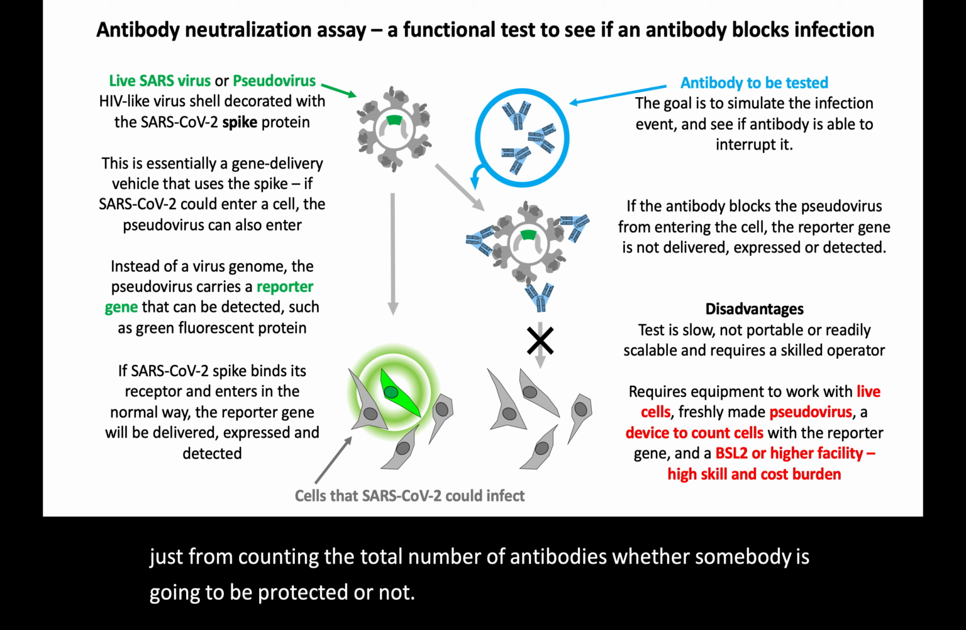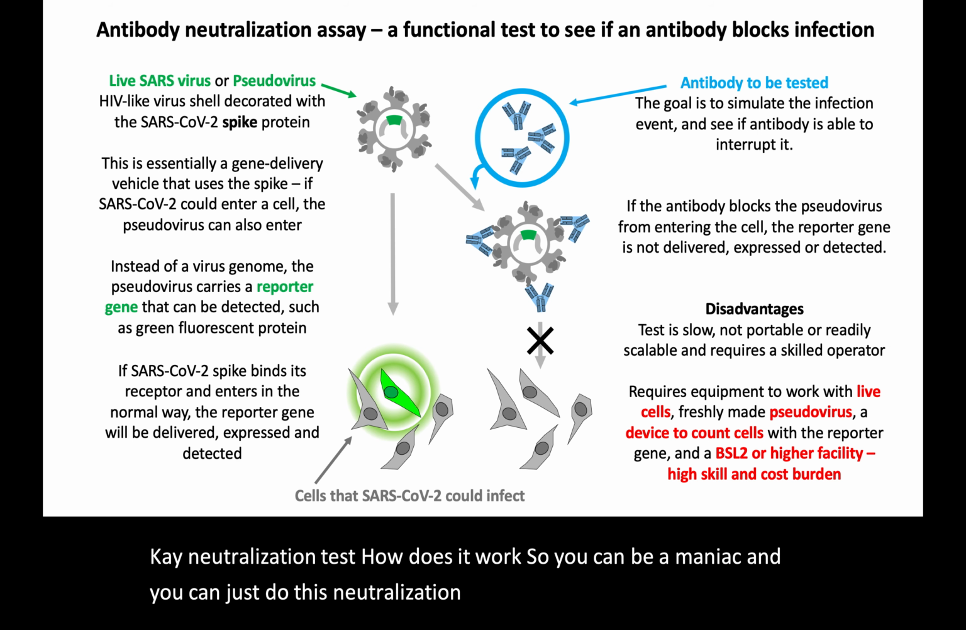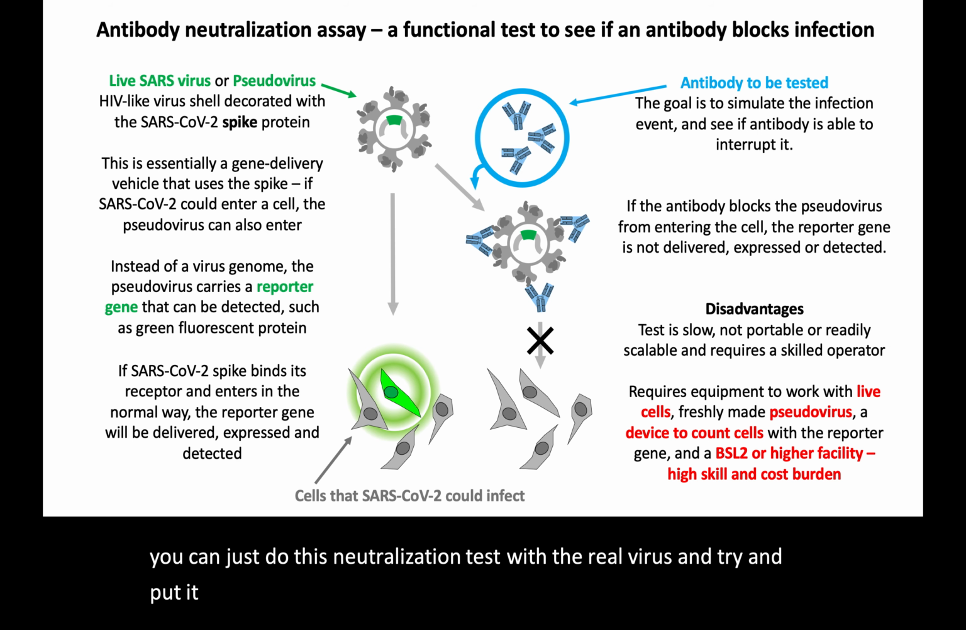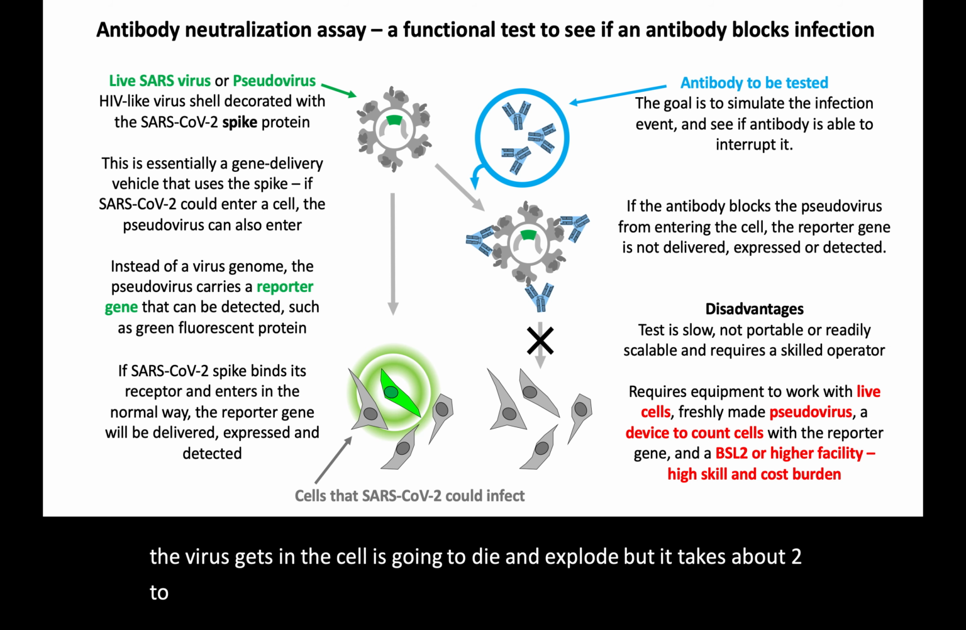Okay, neutralization test. How does it work? So you can be a maniac and do this neutralization test with the real virus and try to put it in the real cells. In that case, your readout is that if the virus gets in, the cell is going to die and explode. But it takes about 2 to 3 days for that to happen, so it's kind of slow.